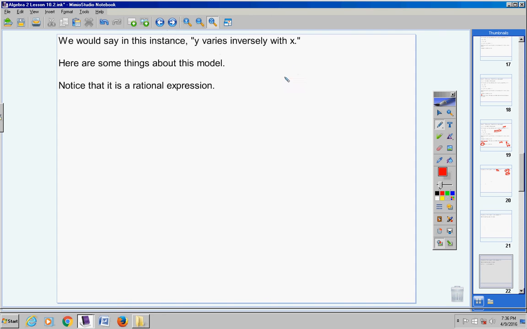Notice it's a rational expression. It is, Mr. Earhart, sure it is. Let's say we have y equals 5 over x. That is an inverse variation equation. Here's my y, here's my x, and here's my k right here. 5 is my k, alright? So I have an inverse variation equation.